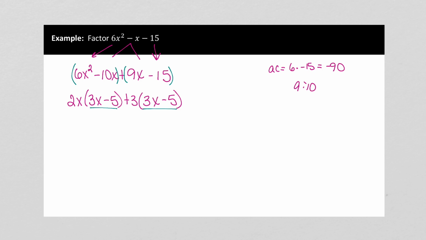And what we do is we write one factorization with the numbers out front, 2x plus 3, and the other with the terms that are the same, 3x minus 5. You're essentially factoring out a 3x minus 5. And now we have our factorization.